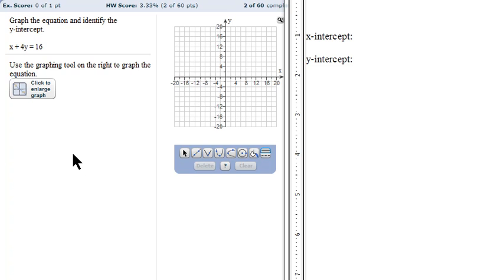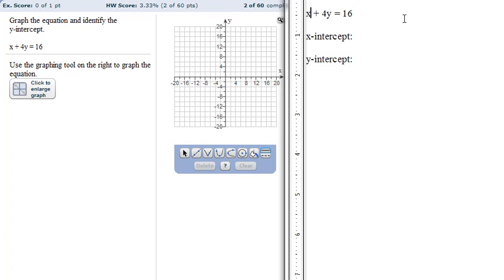I'm going over one of the most missed problems in the checkpoint from week 4. This is another type of problem that comes up over and over and over again, so you want to make sure you really get it down. This is graphing a linear equation in standard form. Here we have x plus 4y equals 16 as our equation.